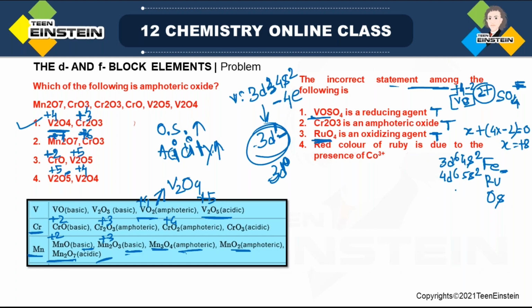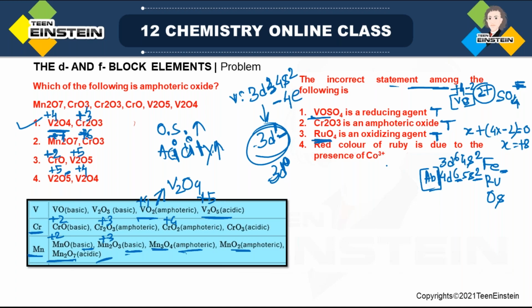Now, +8 oxidation state means what? You are removing 8 electrons. 8 electrons removed means 6 plus 2. That means all the valence electrons are removed. So now it is achieving the configuration of argon, because just before it there is the argon configuration. So after removal of 8 electrons, there is no more electron left in 4d that it can donate. That means it cannot act as a reducing agent. It has to act as an oxidizing agent. It will accept electrons. So that is why this statement is also true.